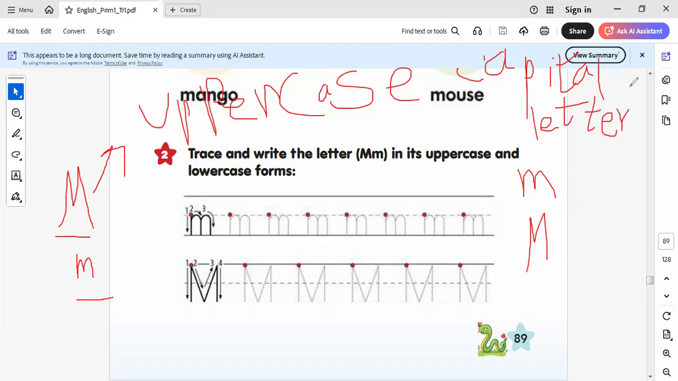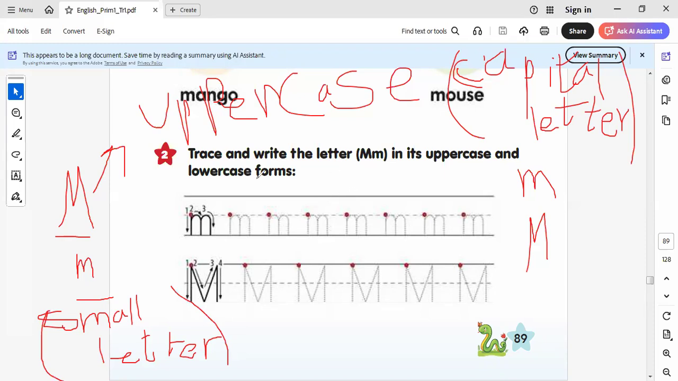There's the capital letter. And another one we say is the small letter. This is a capital letter and this is a small letter. You can say small letter or lowercase. Both are correct. For these letters, you can say uppercase or lowercase, or capital letter and small letter. Here is capital M.